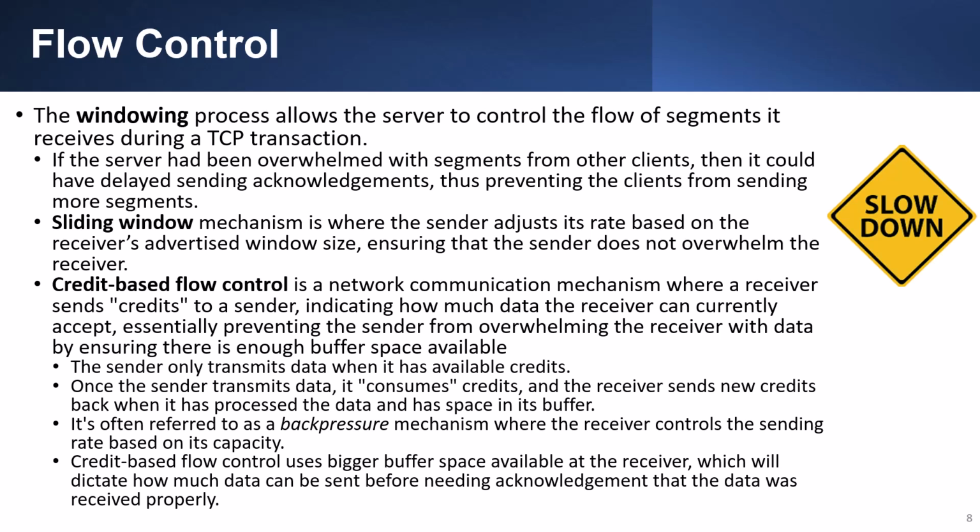It is often referred to as a back pressure mechanism, where the receiver controls the sending rate based on its capacity. Credit-based flow control uses the buffer space available at the receiver, which will dictate how much data can be sent before needing acknowledgement that the data was received properly.